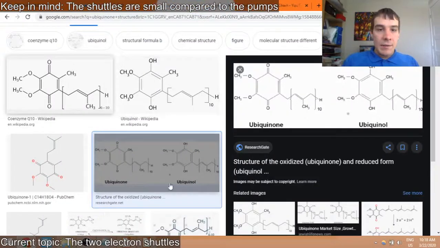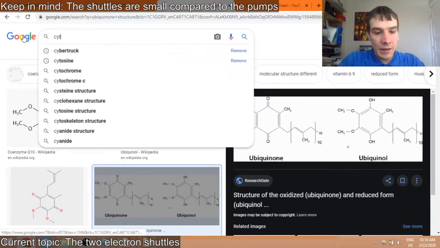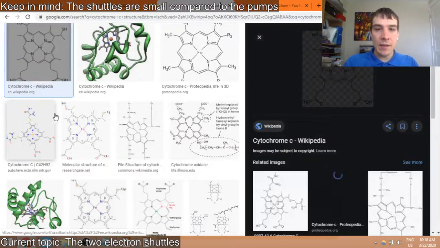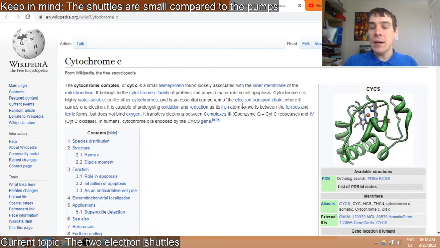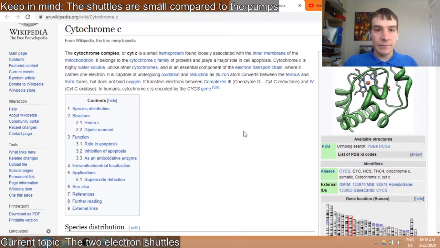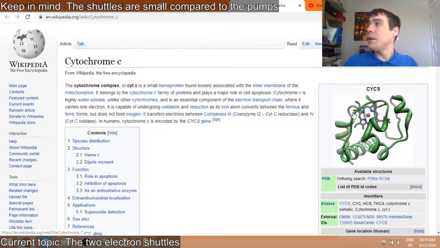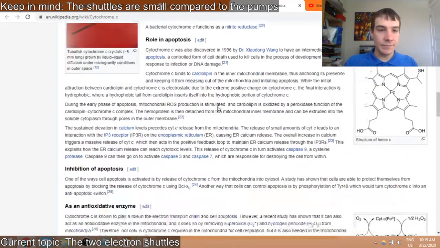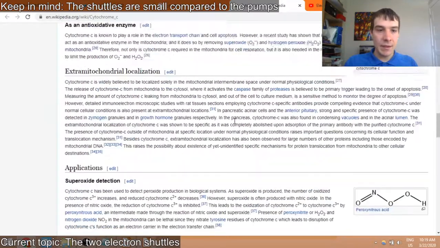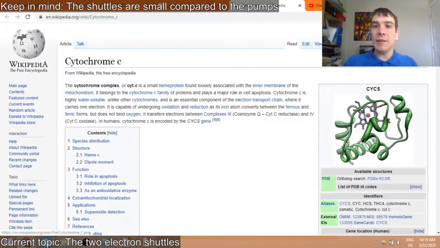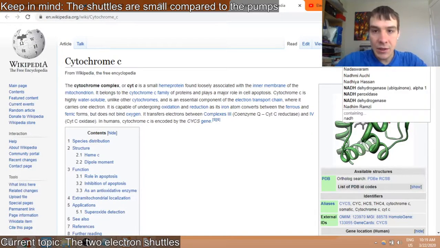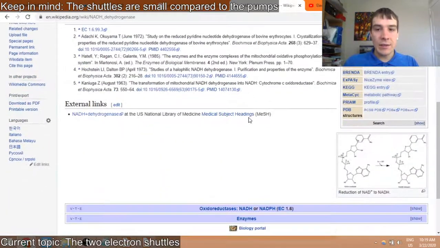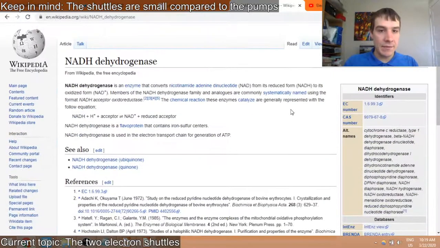Okay, so that's ubiquinone. Let's talk about cytochrome c. Here's cytochrome c. Let's go to Wikipedia for it. It's a small protein, a little protein, but that's still much smaller than any of the protein pumps. So like NADH dehydrogenase, right? NADH dehydrogenase is absolutely massive.